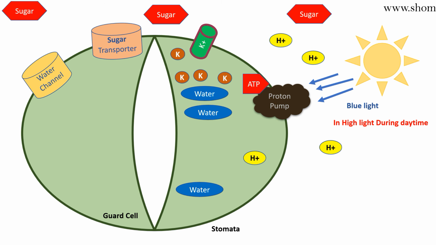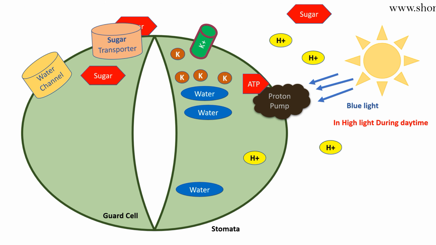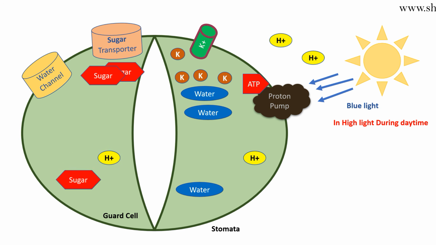These sugars will also start their journey to move inside the guard cell via the sugar transporter. The sugar can migrate on its own via the sugar transporters, or the sugar can migrate along with a proton inside the guard cell in a co-transport model. In both ways, there is a high flow of protons, sugar as well as potassium inside the guard cell in the presence of blue light. That means in the daytime.